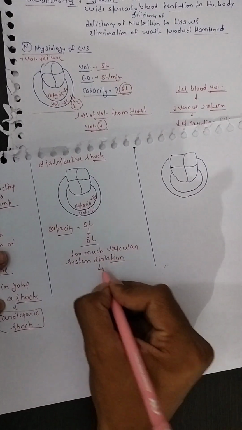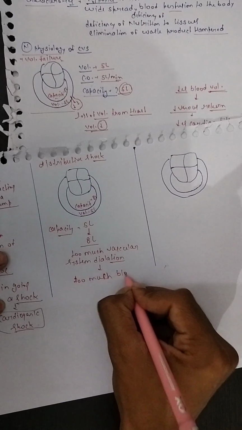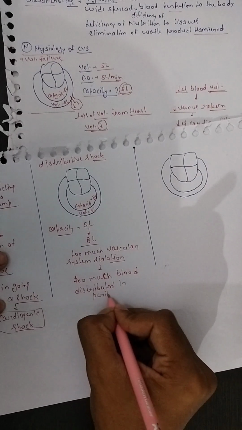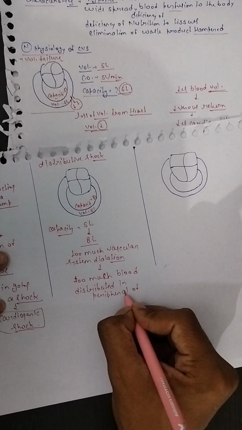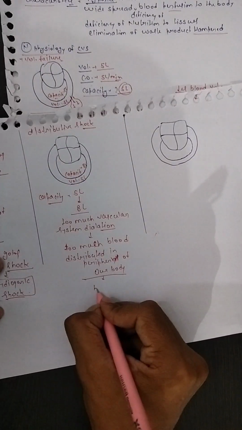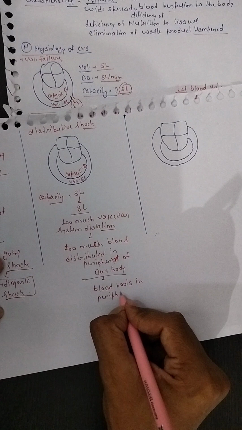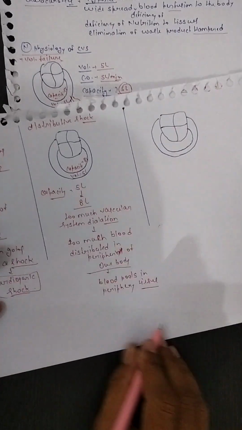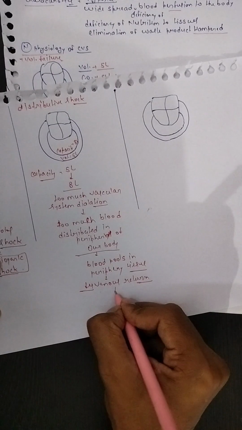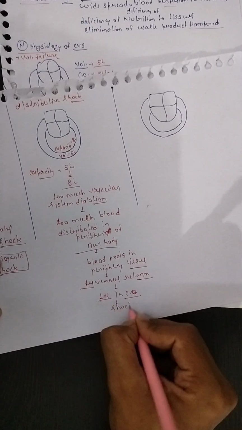Due to too much vascular system dilatation, too much blood is distributed in the periphery of our body. So there is the formation of blood pools in the peripheral tissue, and due to the formation of blood pools, there is a decrease in the venous return. This leads to a decrease in cardiac output, and this condition again leads to shock.